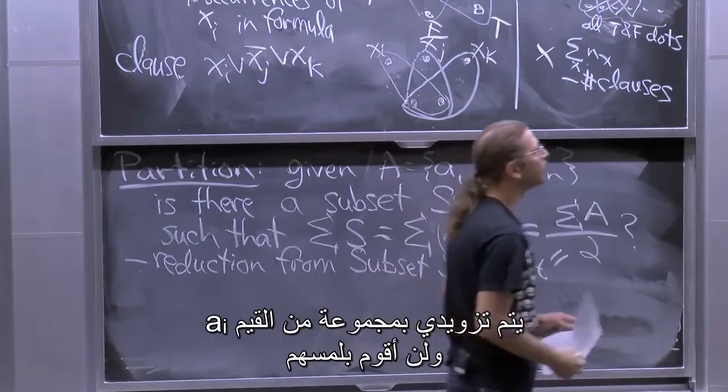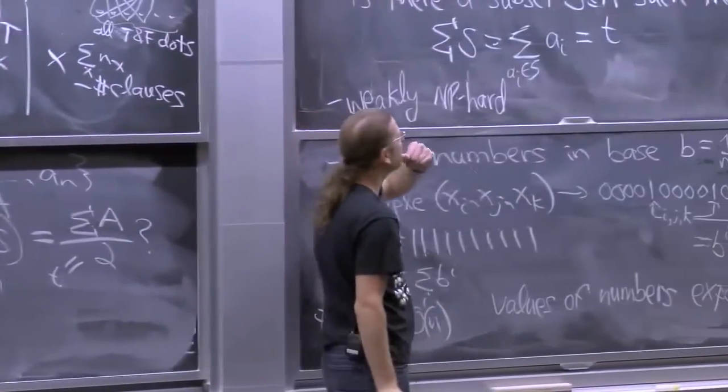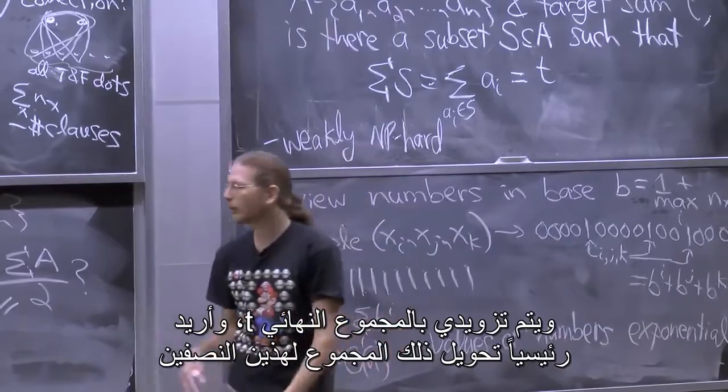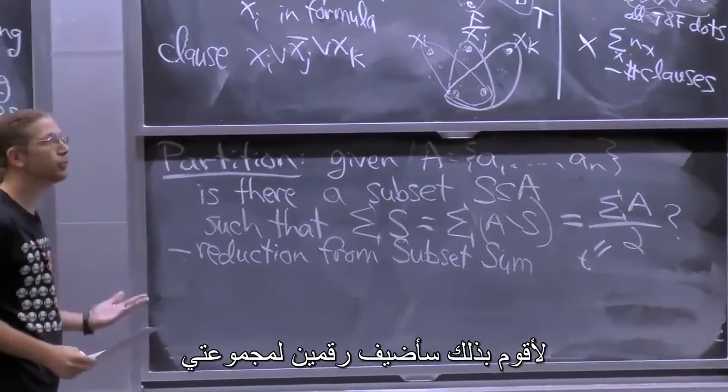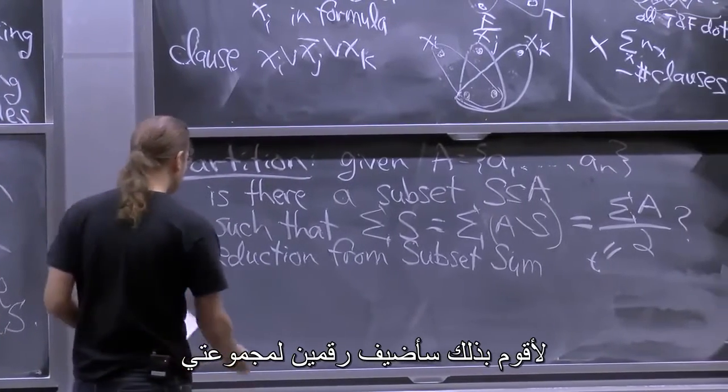So I'm given a bunch of a_i's. I'm not going to touch them. And I'm given a target sum t. And I basically want to make that target sum into this half. To do that, I'm going to add two numbers to my set.